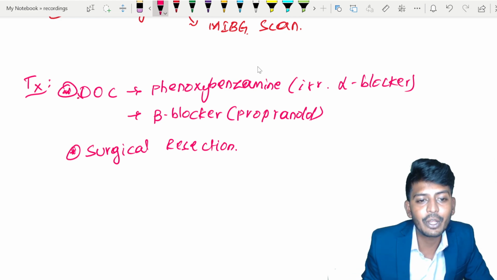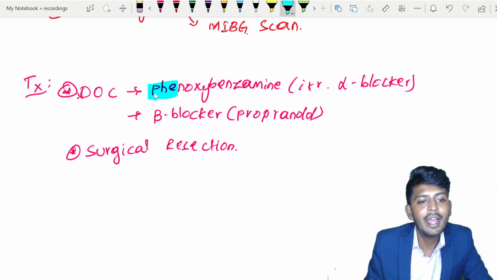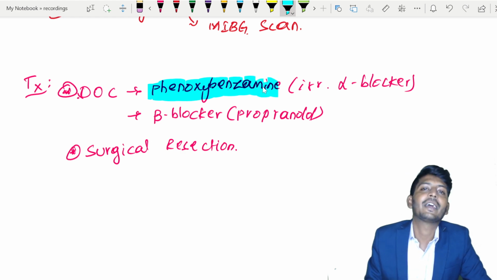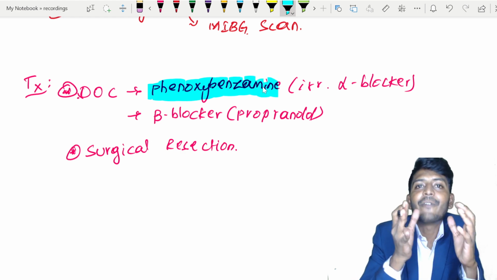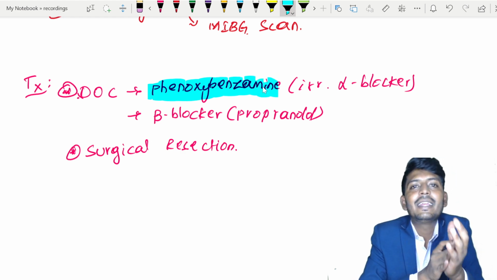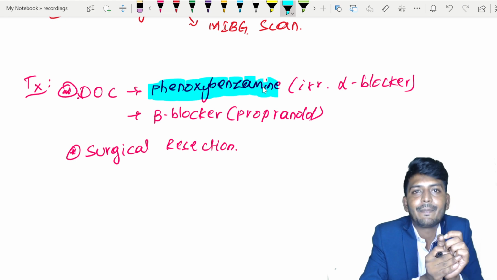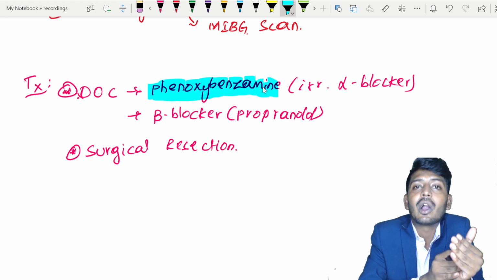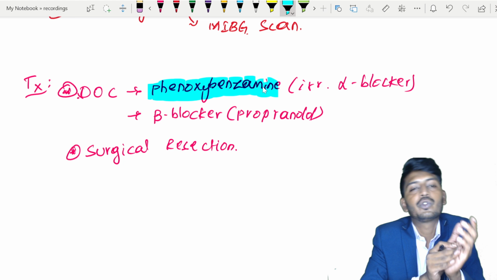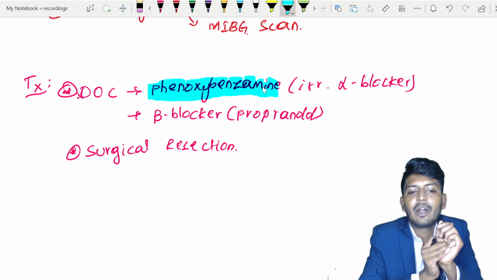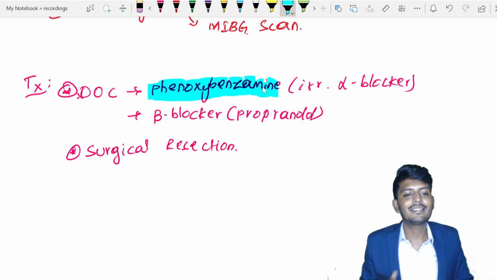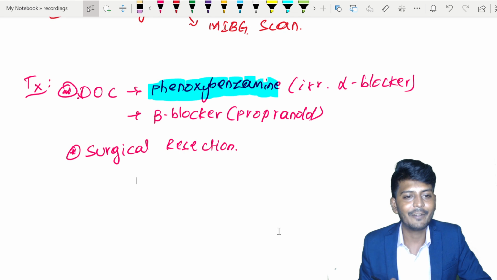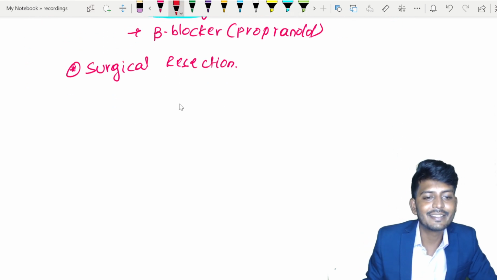For that only we are going to use phenoxybenzamine. Please listen to me. Phenoxybenzamine is an irreversible inhibitor of the alpha receptor which works as a longer acting drug. We can also use phentolamine, but the better option is phenoxybenzamine. Now the last important point, this is the caveat for you.